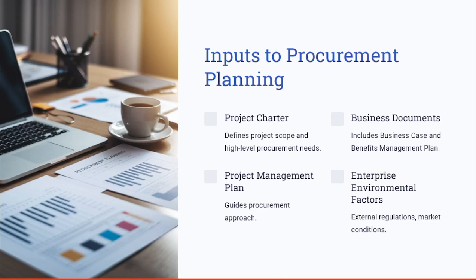The key inputs to procurement planning include the project charter, which defines the project scope and high-level procurement needs. The business document includes the business case and benefits management plan. The project management plan guides the procurement approach. You might also need the project documents, which have the stakeholder register, risk register, and requirements documentation.